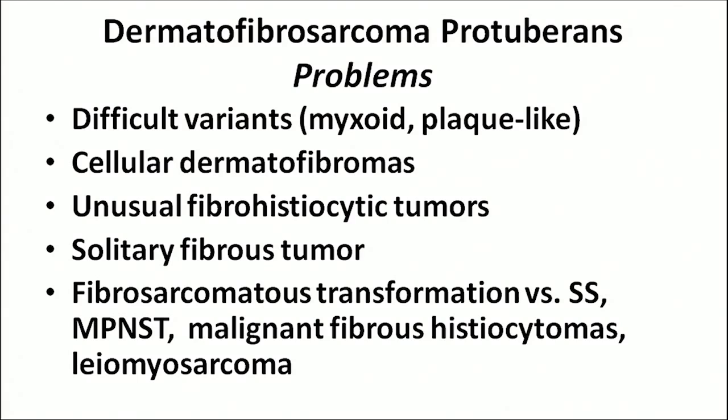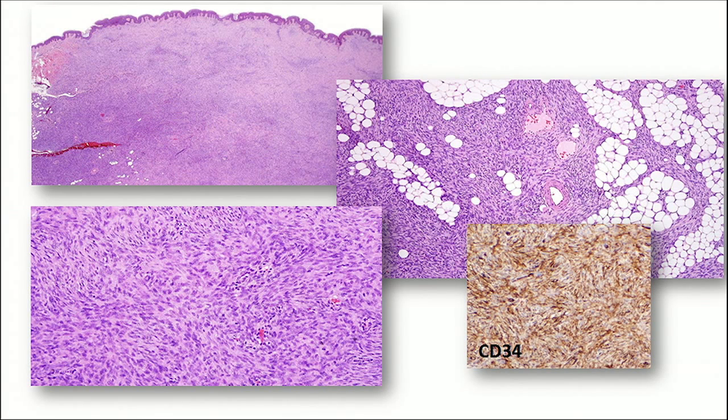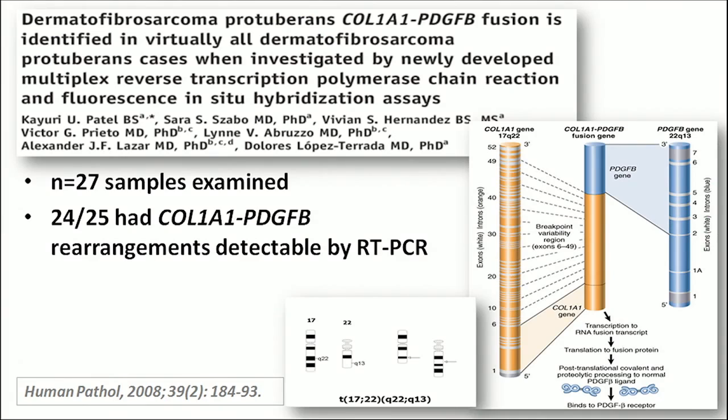So DFSP normally is fairly straightforward to diagnose, but there are some more challenging variants. There can be some very myxoid looking ones, and on small biopsies, cellular dermatofibromas can sometimes express CD34. This can be a problem, and there are other potential mimics as well. Here's an example of a classic DFSP that most people with CD34 are not going to have a problem diagnosing, so a molecular approach here probably would not be necessary.